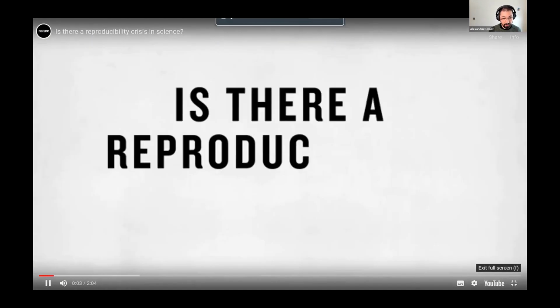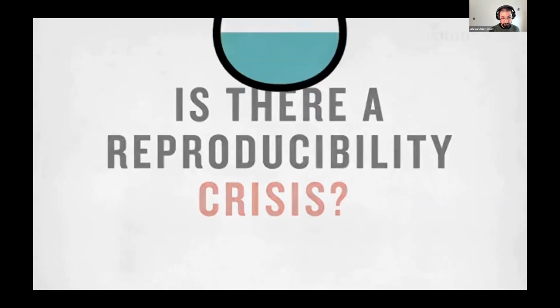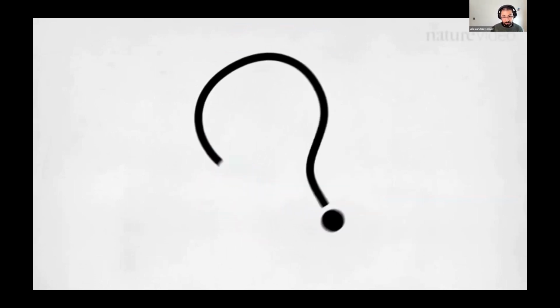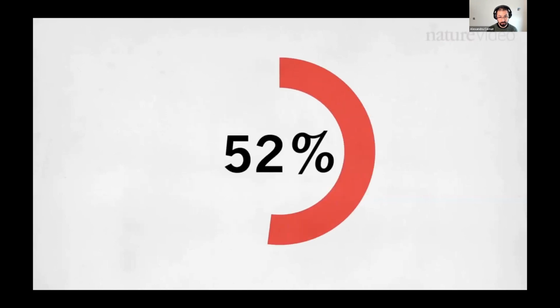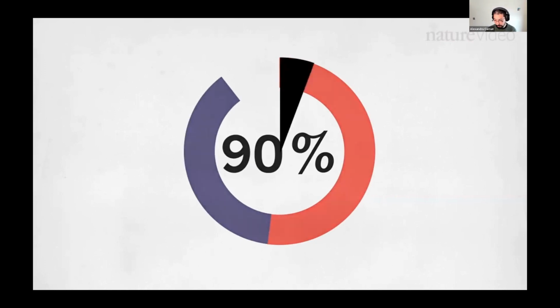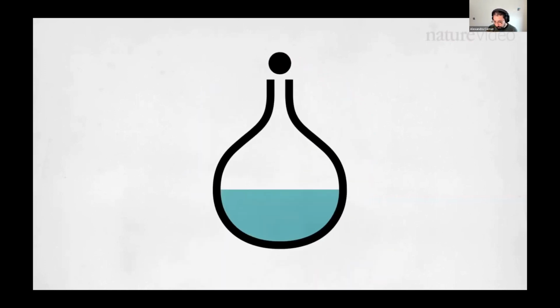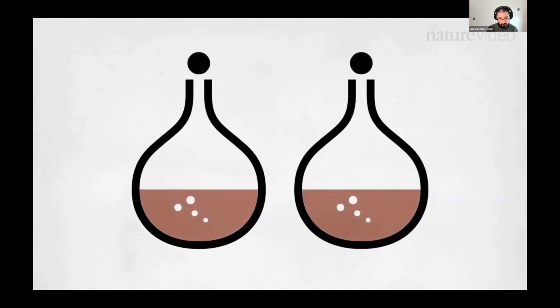Is there a reproducibility crisis in science? Nature asked 1,500 researchers this question as part of an online survey. Half agreed there's a significant crisis, and many more identified a slight crisis. Science moves forward through corroboration, when researchers verify others' results. But 70% of researchers who took our survey said they'd tried and failed to reproduce another group's experiments. And even when trying to reproduce their own work, just over half said they couldn't.